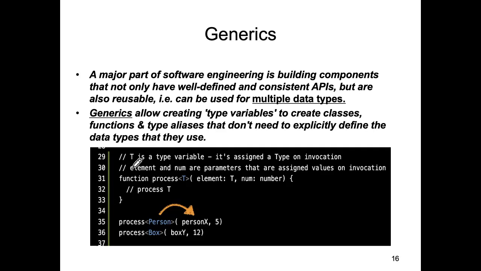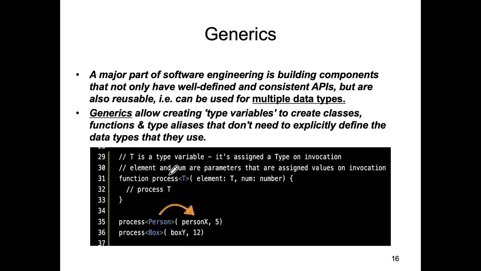In this very simple example, I've got a function, and I've given it a pretty meaningless name, process. This part here, angle brackets T, is what we would refer to as a type variable. It can be anything. T seems to be a convention, but you can use U or K or anything you want. It's a variable, and just like any variable, you can call it anything you want. When it comes to type variables, by convention we tend to use a single capital letter, but you don't have to. So T is here as a type variable.